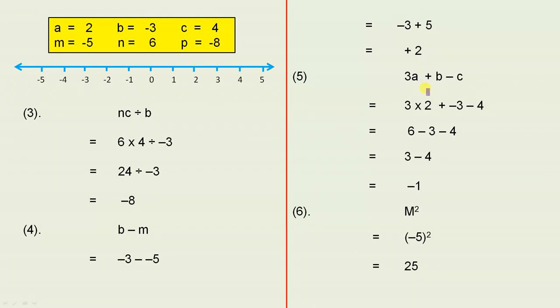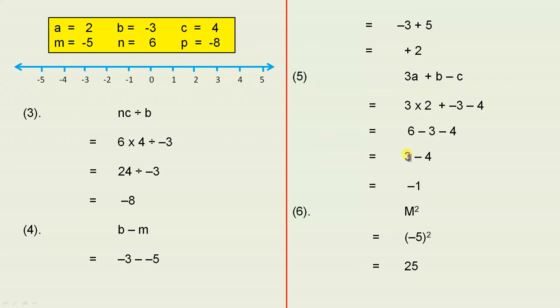3a plus b minus c. That's 3 times 2 plus minus 3 minus 4. Now we have 3 2s are 6, so we have to do the multiplication first. So that's really 6 there. Now plus and a minus gives you a minus, and that's the minus there. So 6 minus 3 is 3.